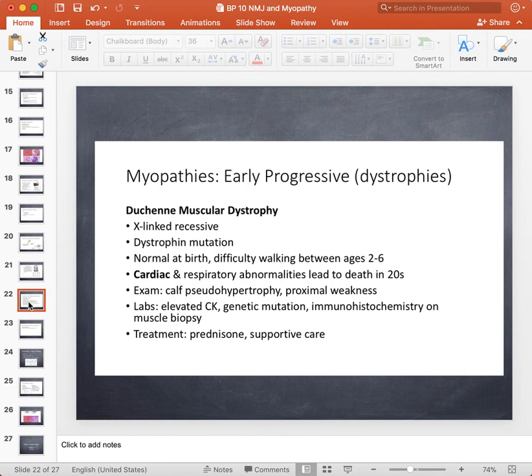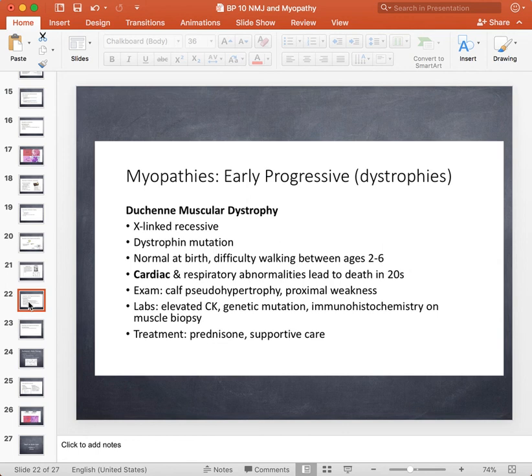This is an X-linked recessive disorder. It's a mutation in the gene dystrophin. These patients look normal at birth, but then difficulty walking starts in their toddler years, essentially age 2 to 6. Cardiac abnormalities are the big thing. Yep. Also respiratory, but cardiac is really the big one, and it leads to an early death in the patient's 20s. On exam, in addition to the proximal weakness, in that patient it was the proximal arms, proximal legs, and the Gower sign.